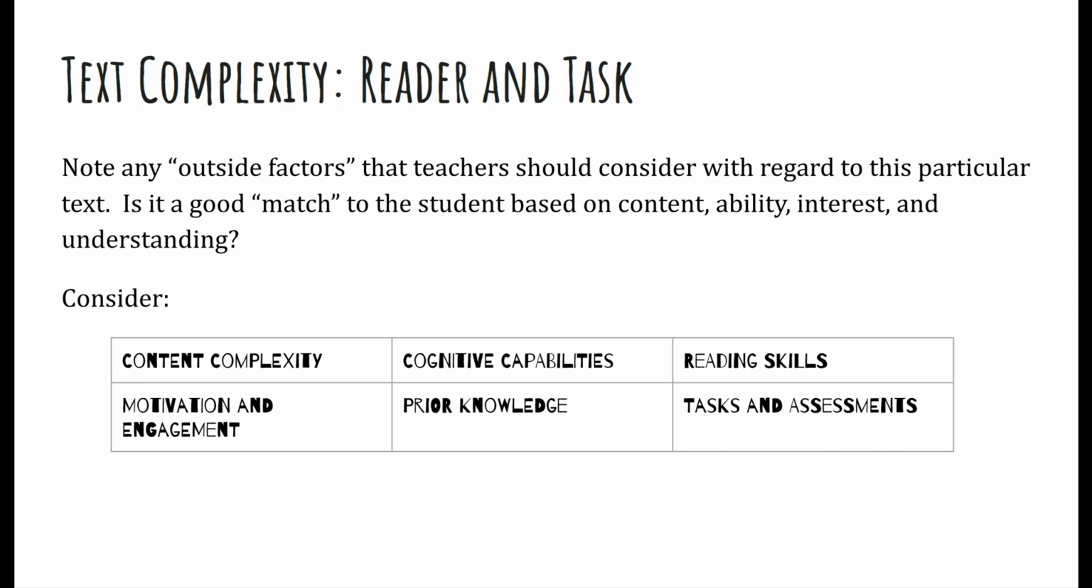That kind of relates to reading skills. Even if a student has higher cognitive capabilities, what individual reading skills do they actually have in order to help them comprehend a text? What's their motivation and engagement? We know that this is a huge factor whenever we're teaching in the classroom. And if there isn't motivation and engagement, or there's not high motivation and engagement, what can we do to try to increase that a little bit? So we have to consider that.